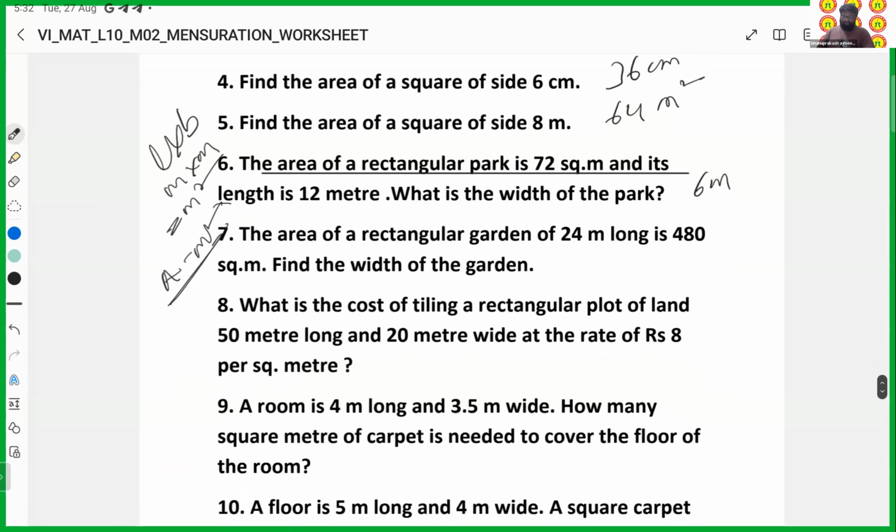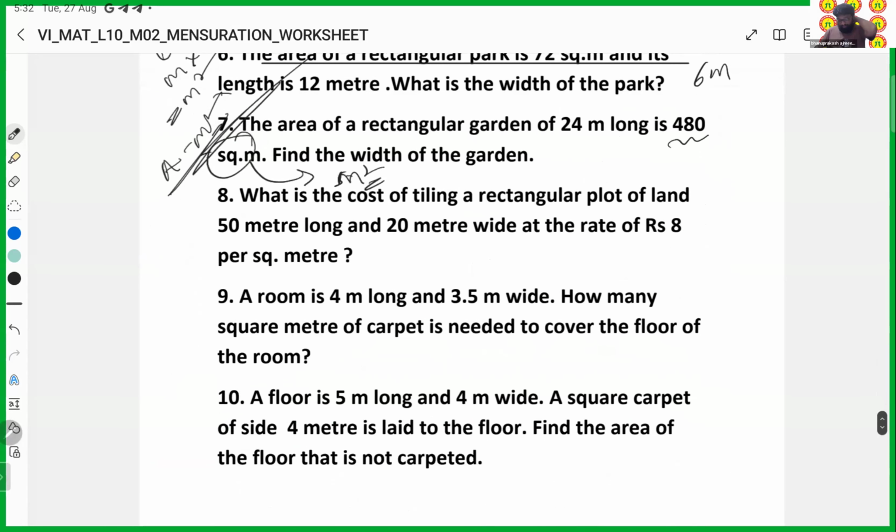The area of a rectangular garden of 24 meter long is 480 meter square. Find the width of the garden they are asking. This is also easy: 20 meters.